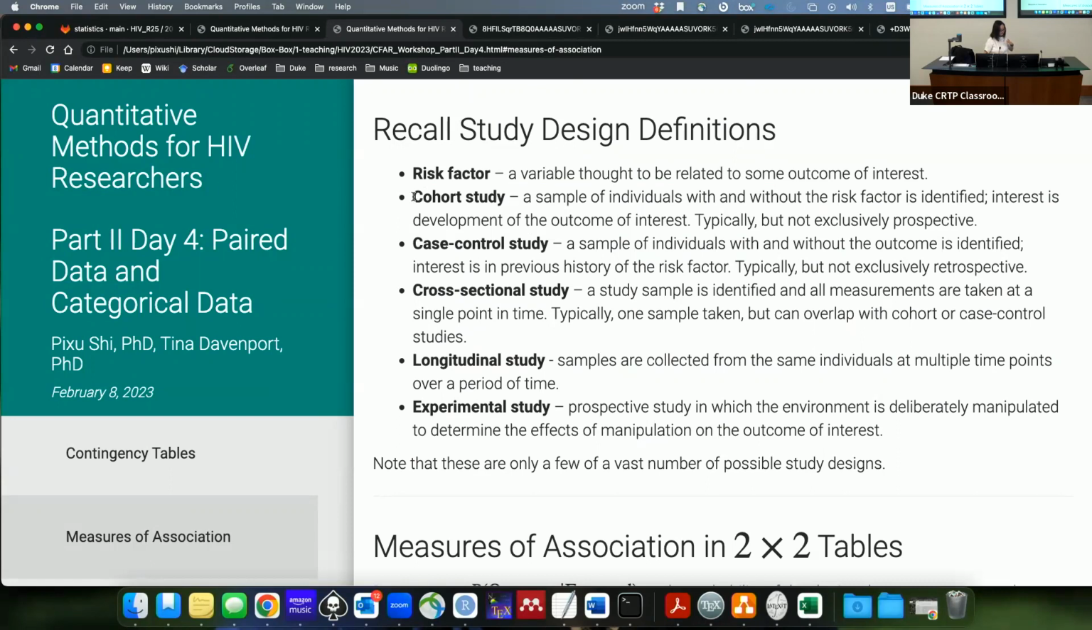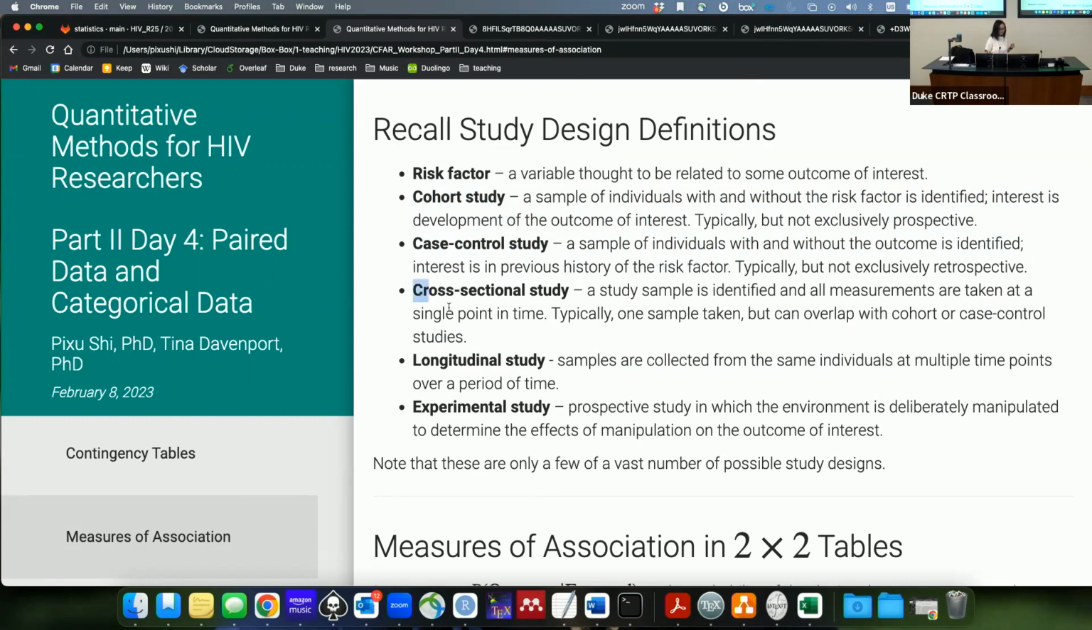Those two are not the same, mainly because one is prospective, you have the treatment and you observe the outcome. One is retrospective, when you already have the data and you try to see what are the distributions of the risk factor and the outcome.